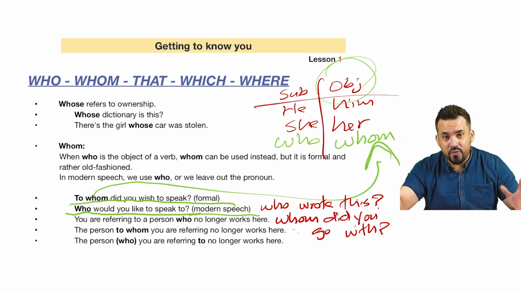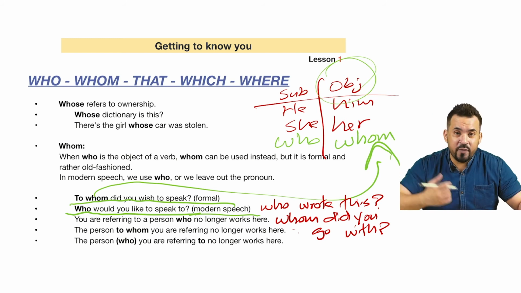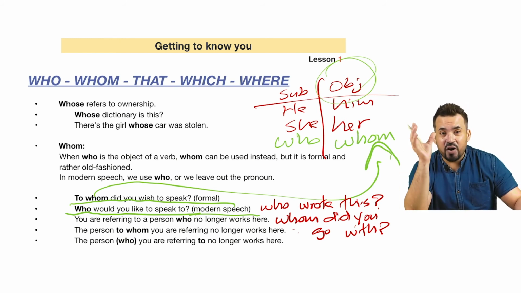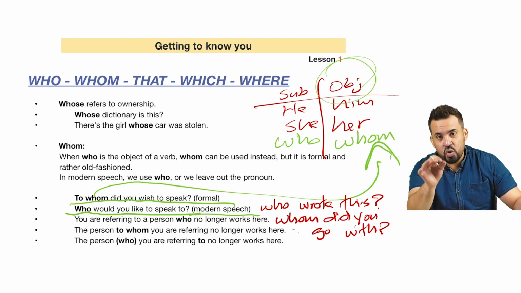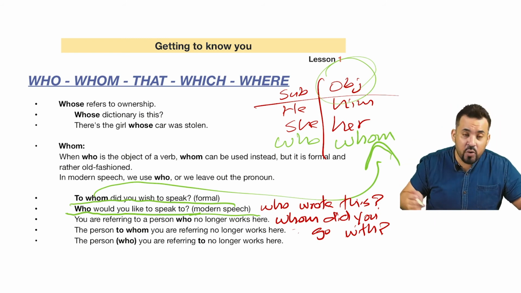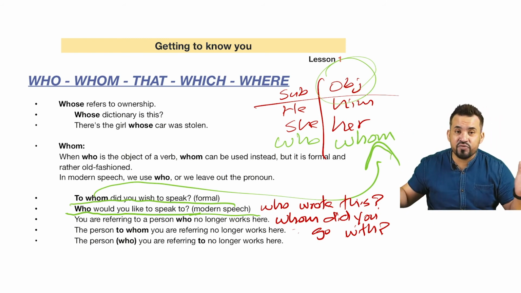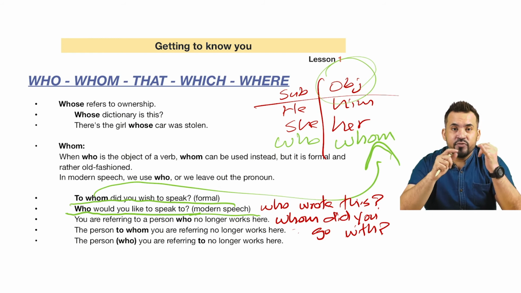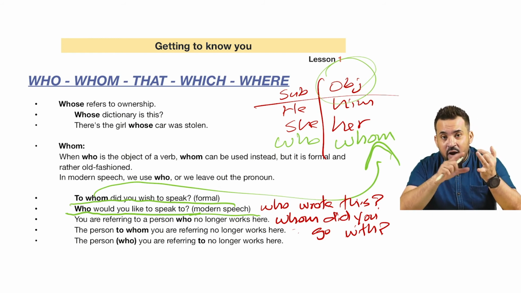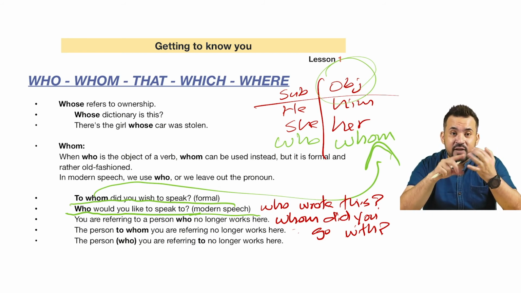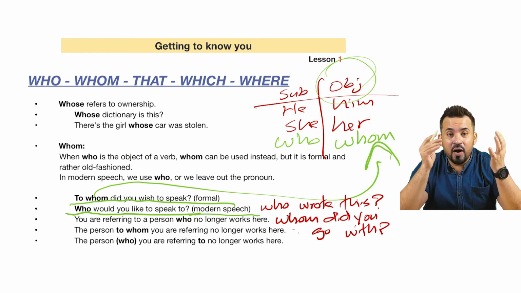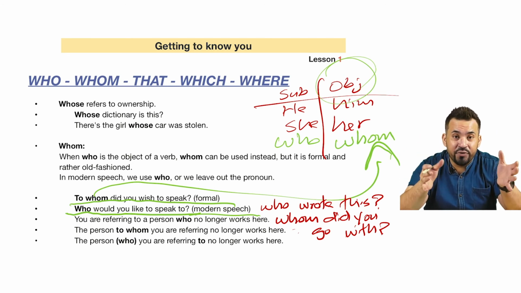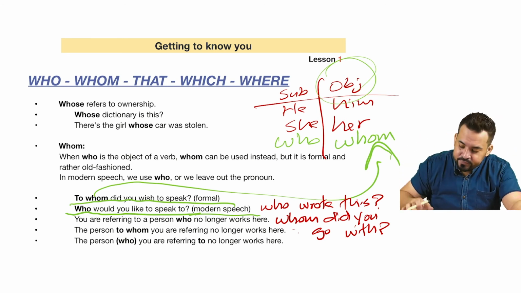But in modern spoken English, we use who, which is perfectly fine. But if you want to talk grammar, then we use whom, if we want to be 100% correct grammatically. So again, just a reminder, don't get confused. Whom is when you talk about the object, who is when you talk about the subject. Both can be replaced with who in modern English, and that is considered fine.